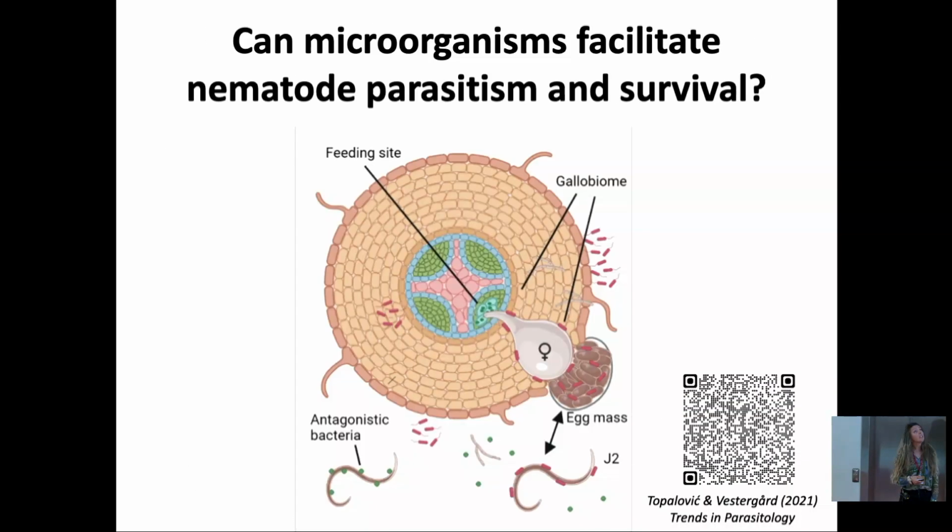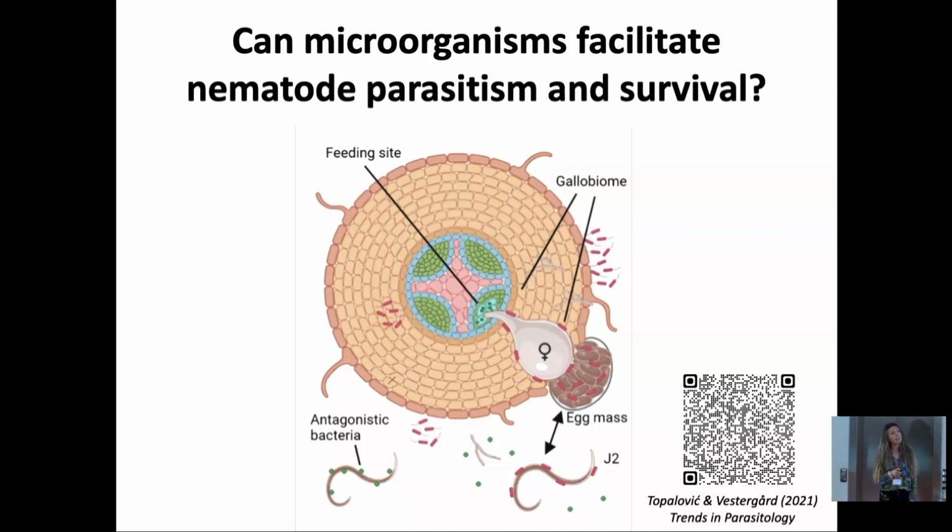We know that there are microbes that suppress nematodes, but what about the microbes that may protect them? For plant parasitic nematodes, this has not been studied. We proposed in our opinion article a couple of years ago that there are microbes that can actually facilitate nematode parasitism and their survival in soil.